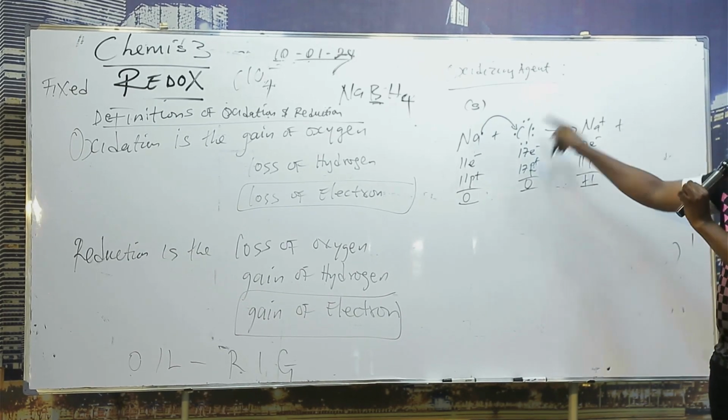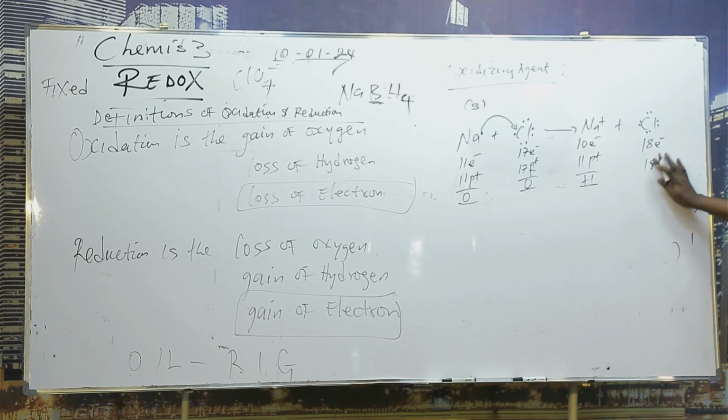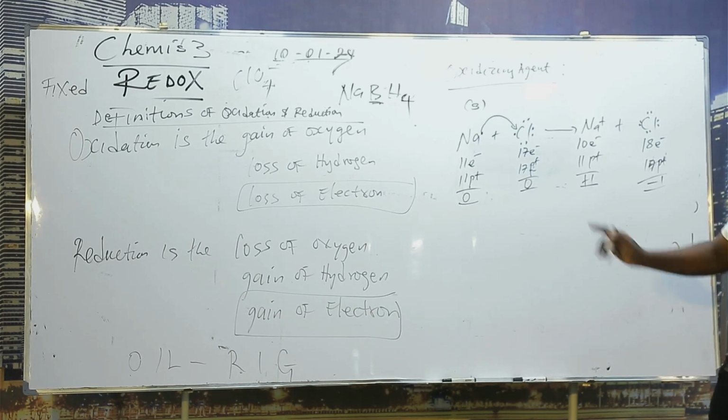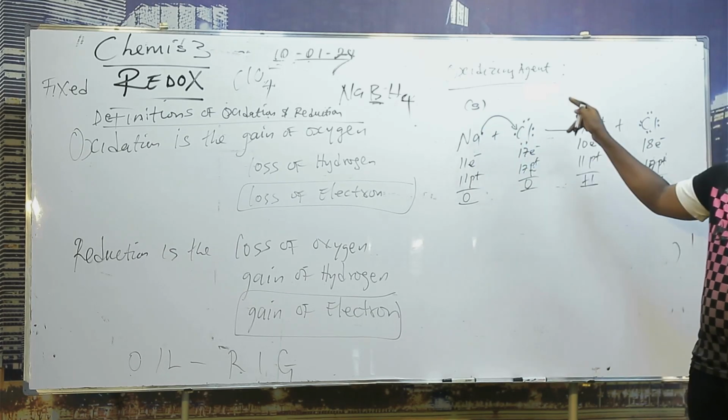Na plus. Chlorine, which gains, now has 1, 2, 3, 4, 5, 6, instead of 7, it is now 8 dots. Electrons now exceed 17, it becomes 18, as protons remain at 17. Total is minus 1. Who is the loser? The one that lost electron is sodium. Sodium loses electron to chlorine.